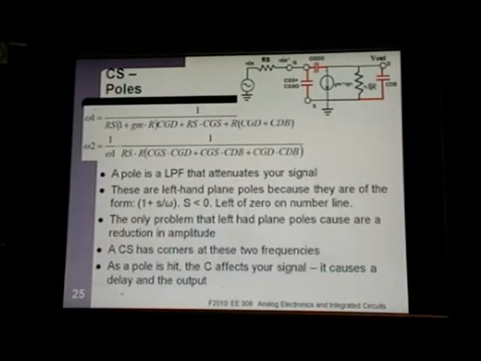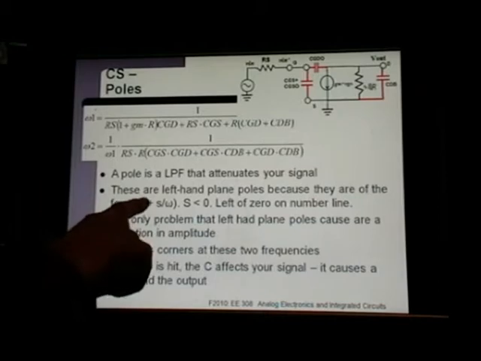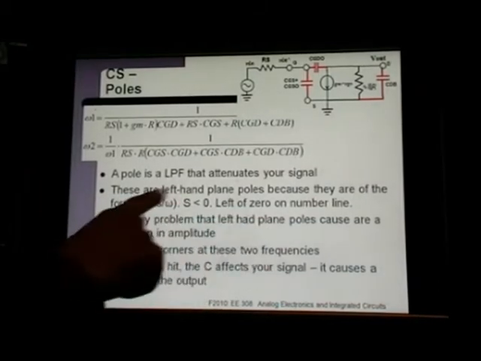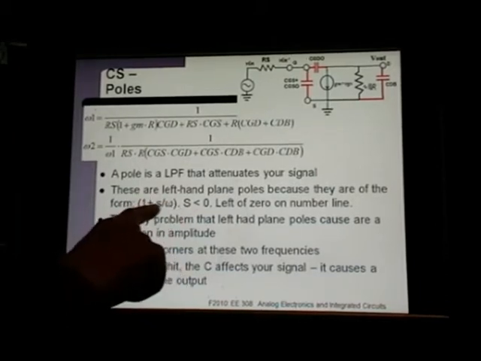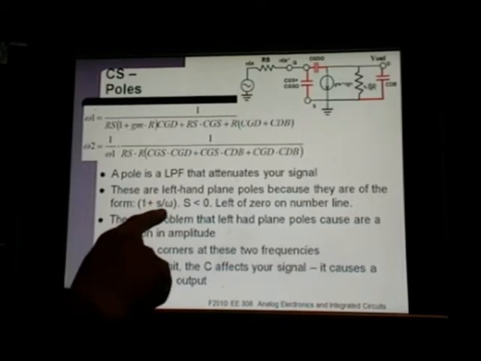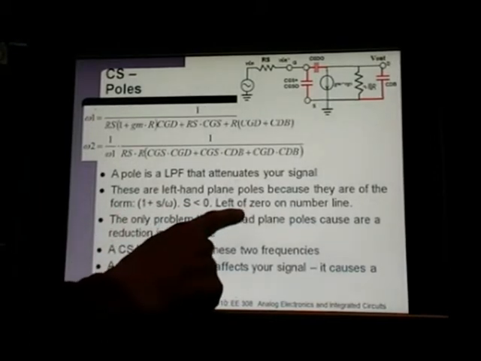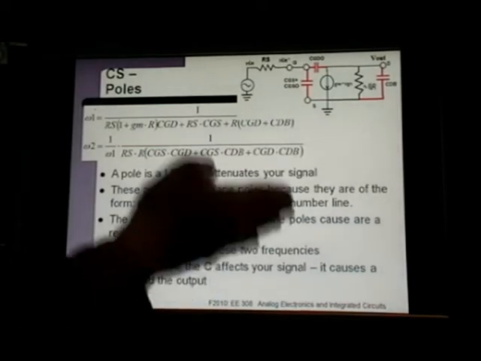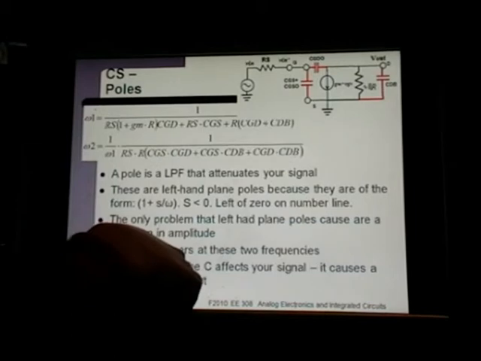It is just a low-pass filter that attenuates your signal, and the ones that we have been looking at are left-hand plane poles, and that's because they are of the form 1 plus s over omega, and that means s is less than 0. So to make this term right here become 0, you need s to be negative here. And if you think of a number line, then s is going to be to the left of 0, and that's why it's called a left-hand plane pole.